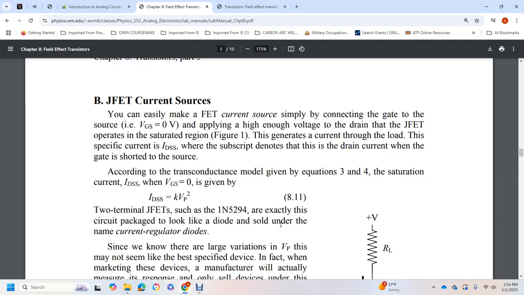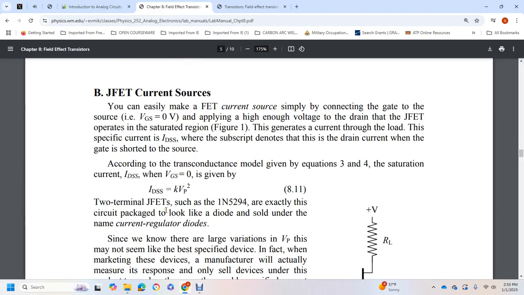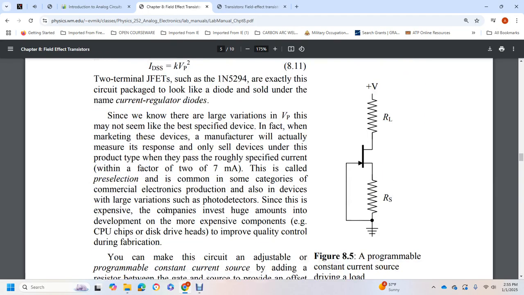The two-terminal junction field effect transistors are packaged to look like diodes, sold under the name current regulator diodes. Since we know there are large variations in pinch-off voltage, they may not seem like the best specified device. In fact, when marketing the device, the manufacturer actually measures the response of the devices on the prototype, so there may be a roughly specified current within a factor of 2 or 7 milliamps. This is called pre-selection, common in some categories of commercial electronic production.